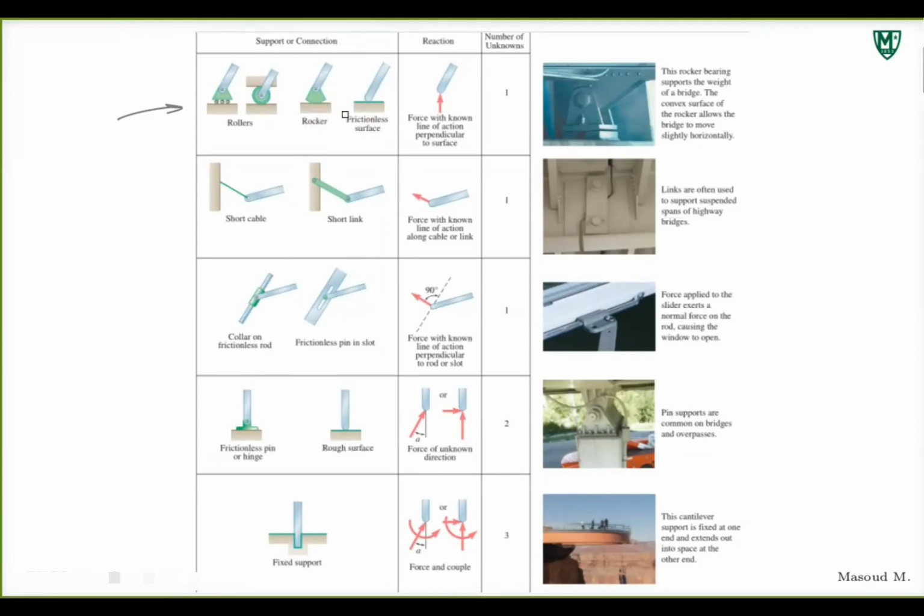So the first type of reaction is a roller, rocker, or frictionless surface. When you remove those, you have to put one force replacing that type of support, and the number of unknowns is just one. There is only one force you put there that you have to figure out. You don't know what that force is. When you put the support reaction in your rigid body, it's an unknown that you have to find from your equations of equilibrium.